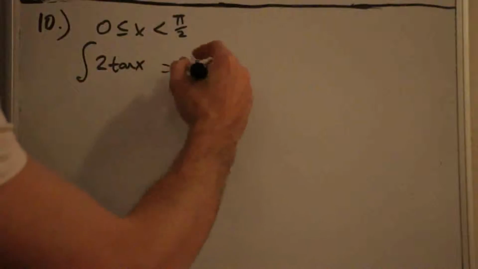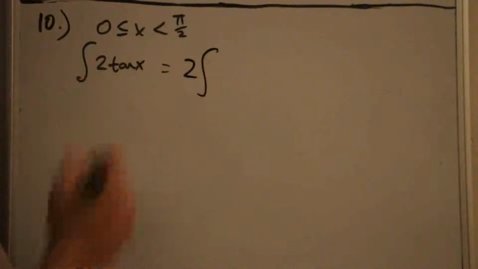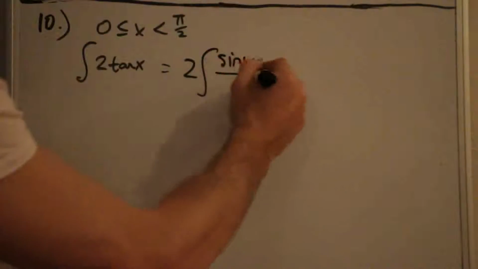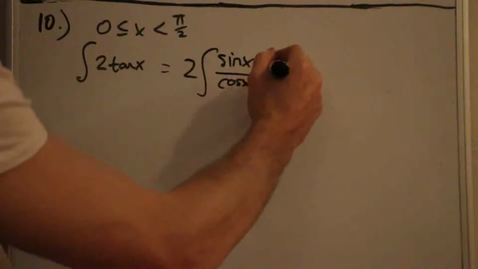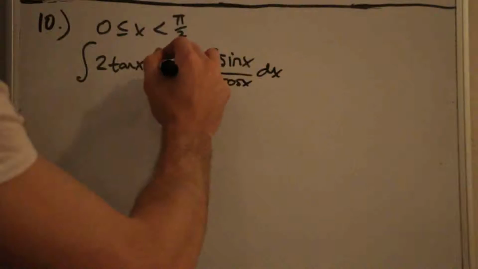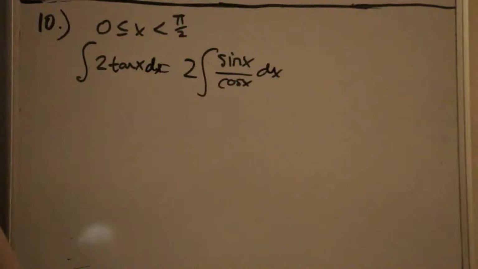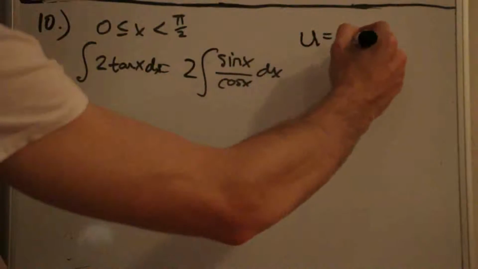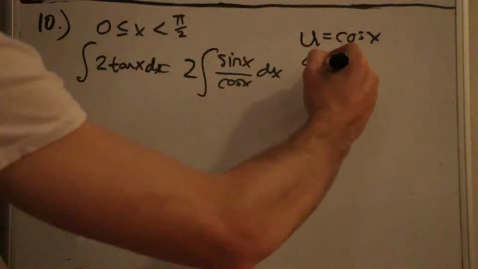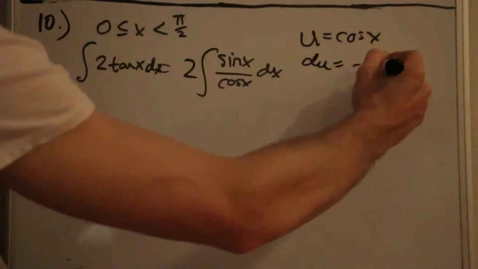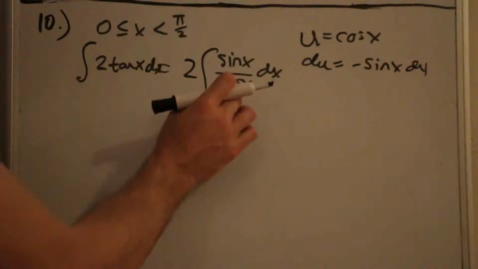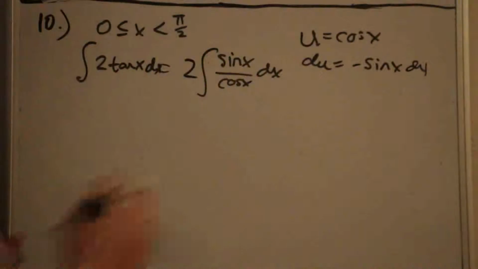So first we take the 2 out, and then we make the tangent SOHCAHTOA into sine over cosine. Sine x over cosine x dx, right? And then we say, okay, I don't really know how to do that. Well, yeah, you do. You just do u substitution. U equals cosine x, and du equals negative sine x dx. Hey, look at that. You've got the function and the derivative right on top.